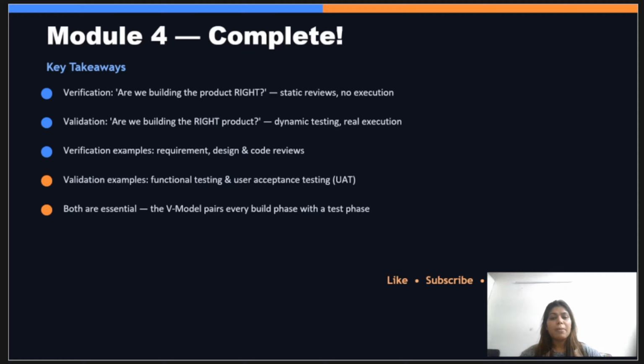We'll talk more about the test principles. Keep learning, keep testing, and remember, build it right and build the right thing.